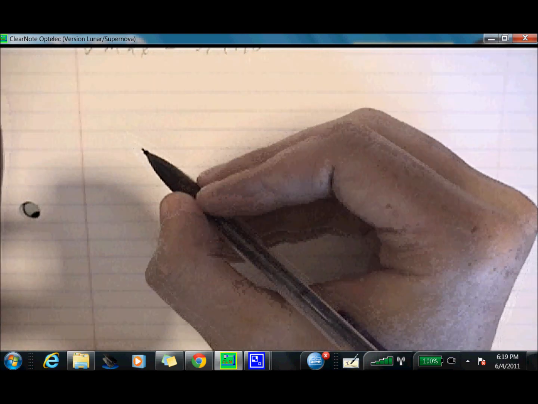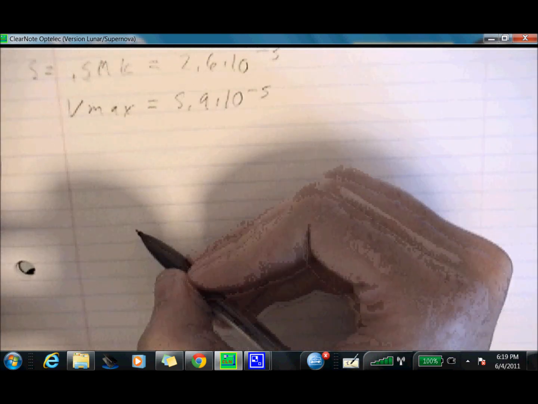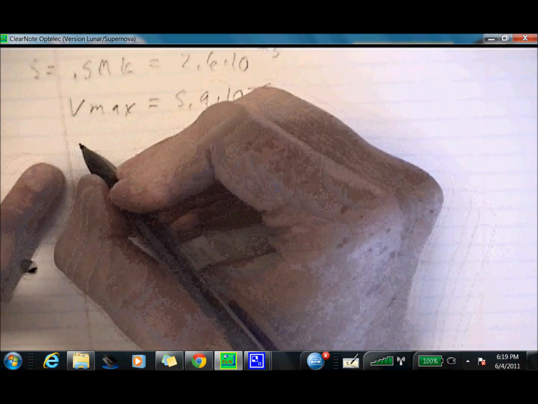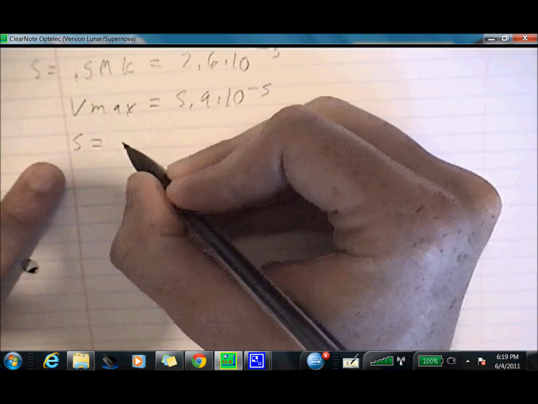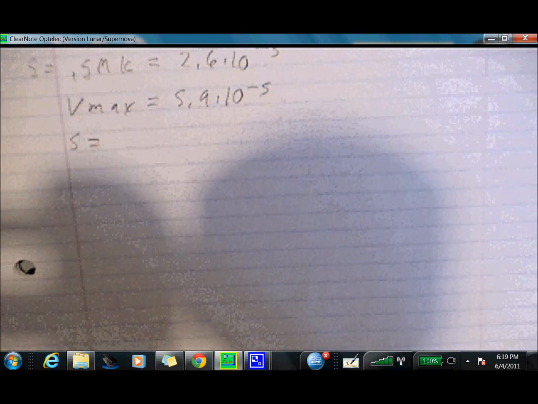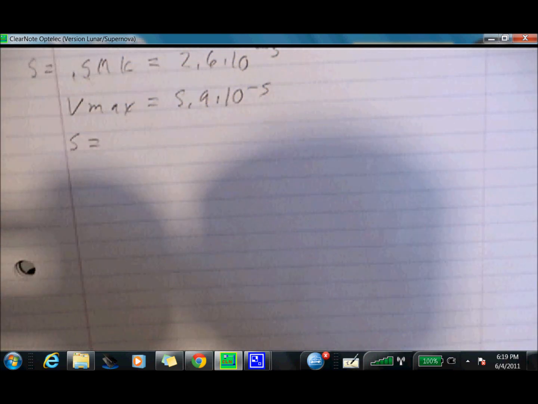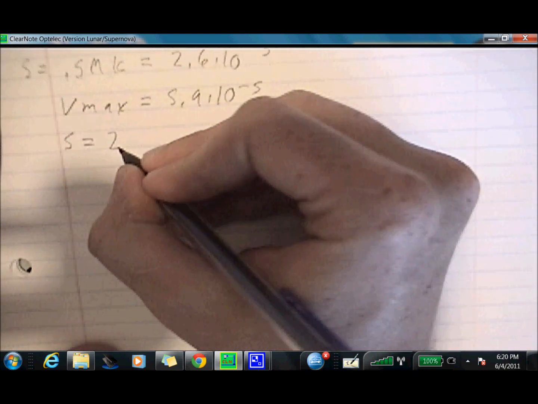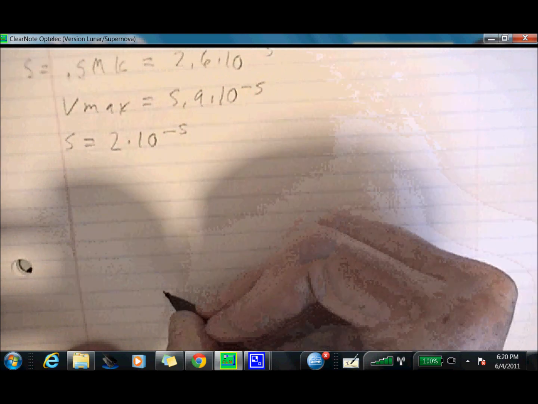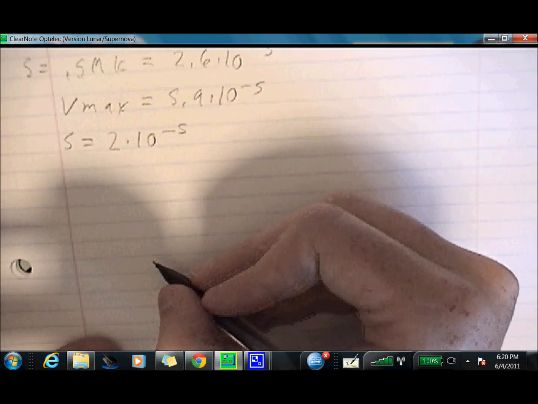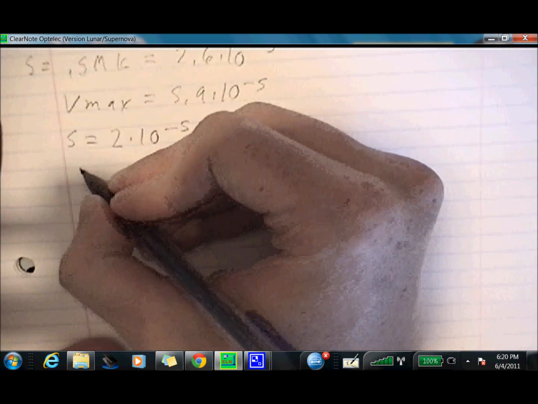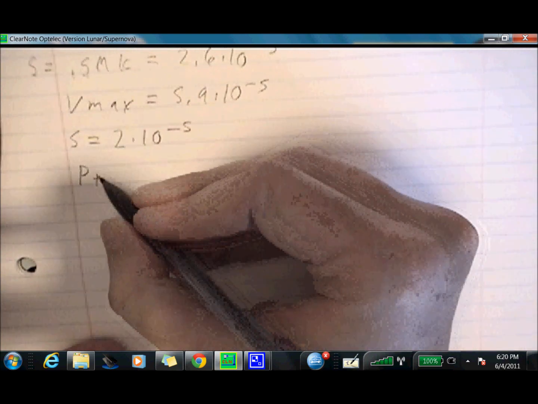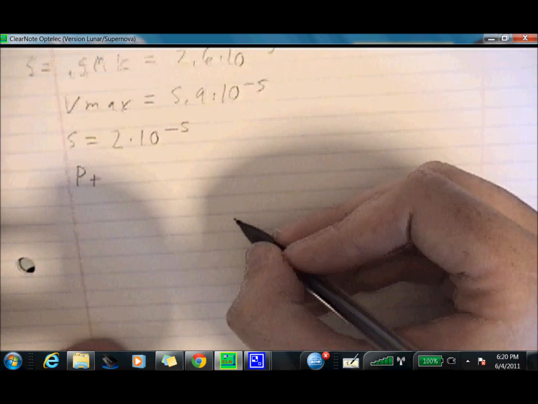So what does this mean? Now the question is asking what happens when the substrate is now equal to 2 times 10 to the negative fifth. What would the product concentrations be? They're asking for the product at any given time.